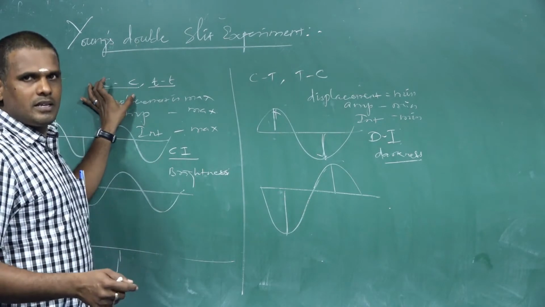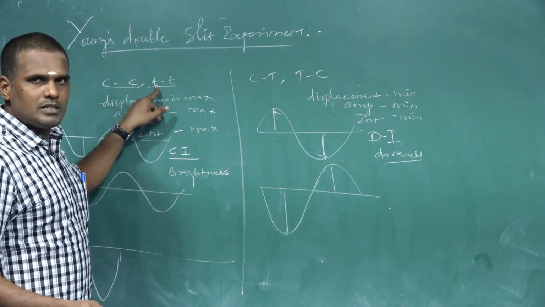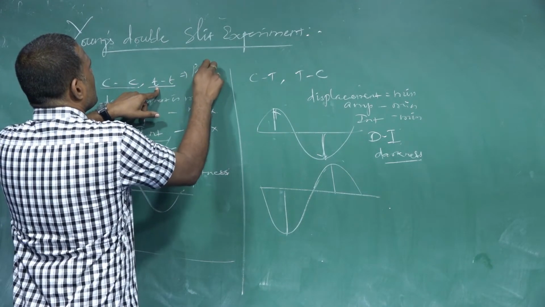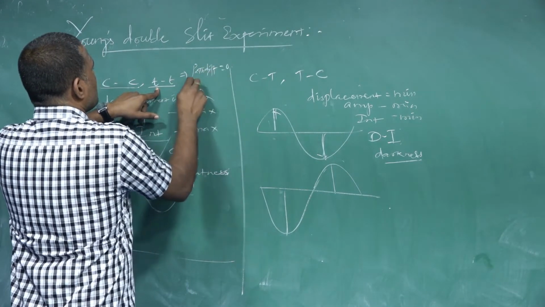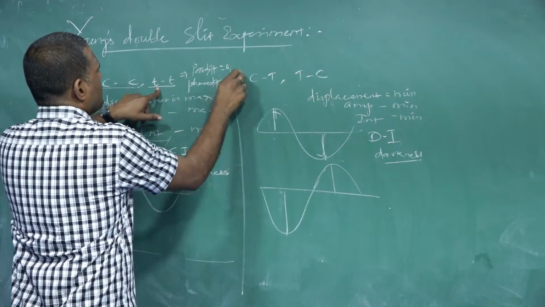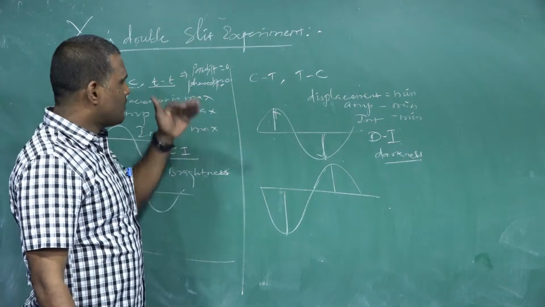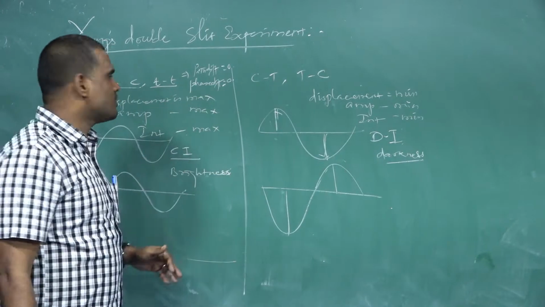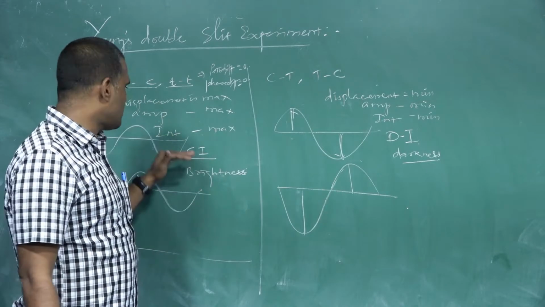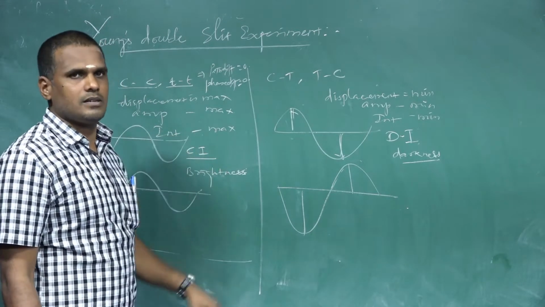If there is no path difference, if a crest meets a crest or trough meets a trough, I can say path difference is zero. Phase difference is zero. If path difference is zero or phase difference is zero, then the displacement will be maximum, amplitude will be maximum, intensity will be maximum, constructive interference takes place, brightness results.